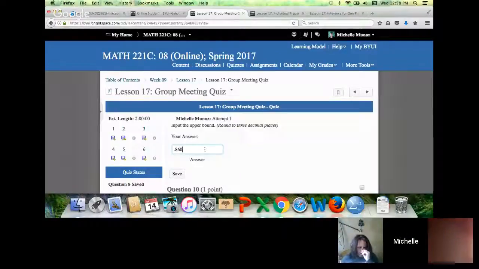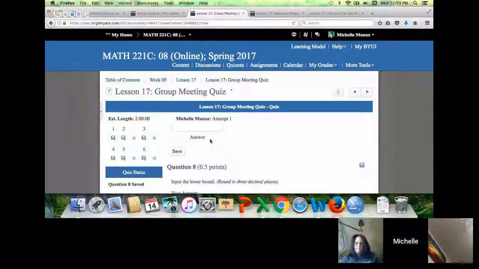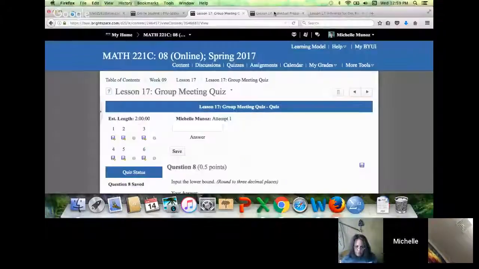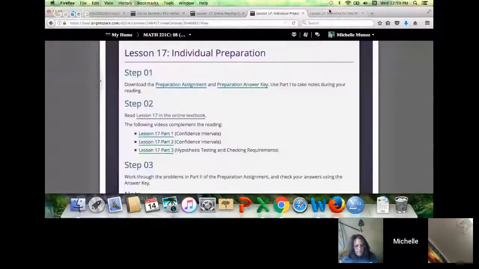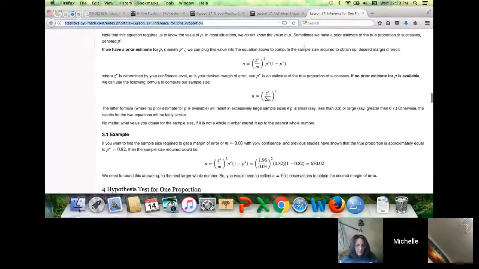This is where I always get confused. Is that where you do the X minus the lower bound? Is that where you take the 45 minus the 0.640? Well, here they say... Wrong one. Let's see if I can find it. Okay, right here, margin of error.